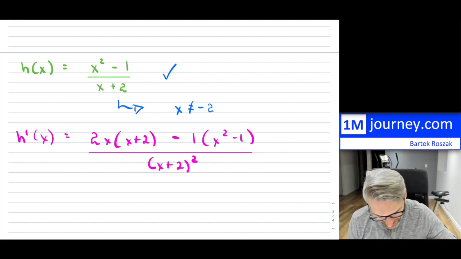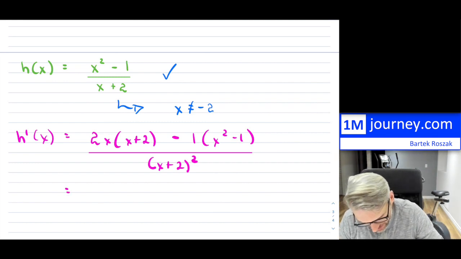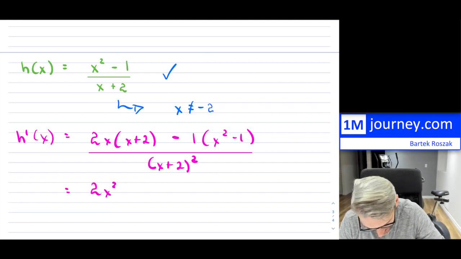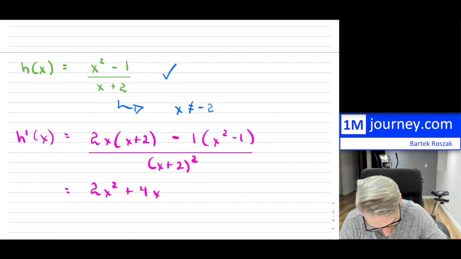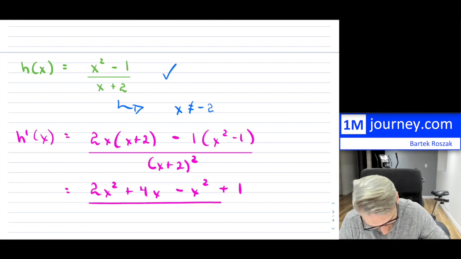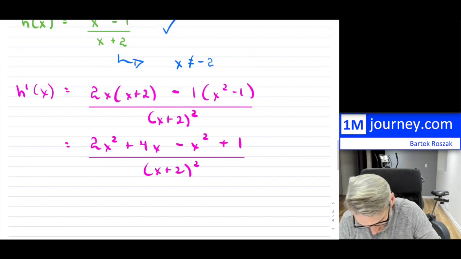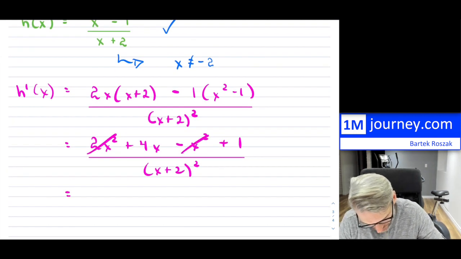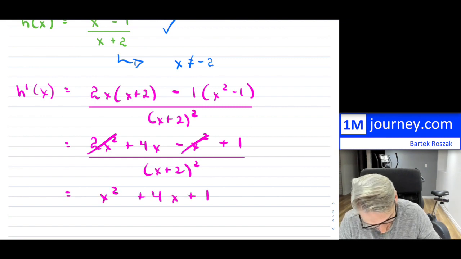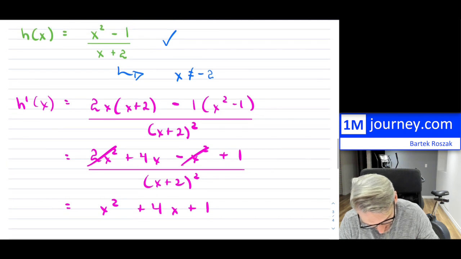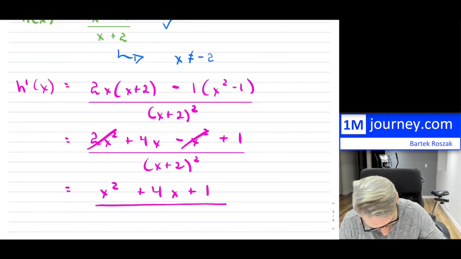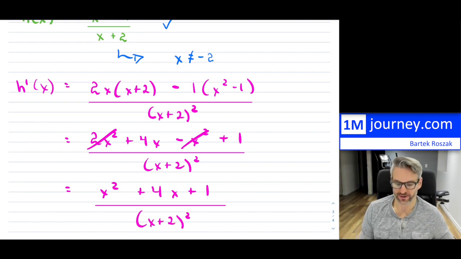And now notice that this is our derivative. I'm going to simplify this a little bit. So 2x squared plus 4x minus x squared plus 1, that's in the numerator. The denominator still stays as is. Okay, let me collect like terms. So okay, this won't be as bad. x squared plus 4x plus 1. I think that's the case, all right. And then divided by (x plus 2) squared. So that is the derivative.